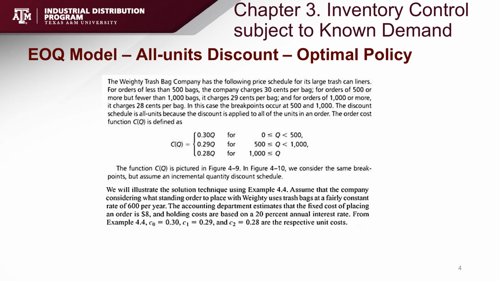Alright, how do we actually find the best order size? We'll use the textbook setup. Suppose a company buying from Weighty uses trash bags at a steady rate of 600 a year. The fixed cost of placing an order is $8 and holding costs ride on a 20% annual interest rate. And the 3 unit costs straight off the schedule are 30 cents, 29 cents, and 28 cents. We'll label them C0, C1, and C2.